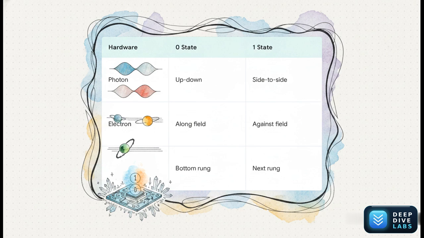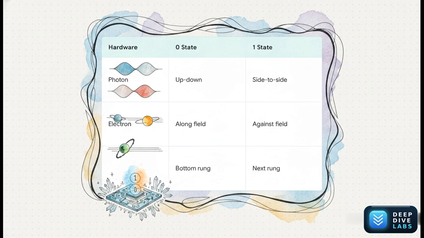For example, you can use a single particle of light, a photon. Light wiggles as it travels, right? If we make it wiggle up and down, we call that state 0. If we make it wiggle side to side, we call it 1. Boom, you have a qubit made of light. Or take an electron. It acts like a tiny spinning magnet. If it spins along a magnetic field comfortably, that's 0. If you flip it to spin against the field, that's 1. Now you've got a qubit made of spin.